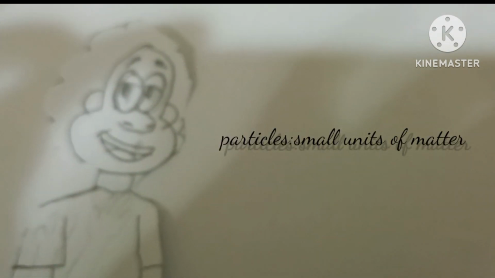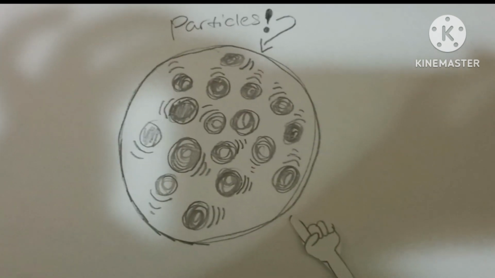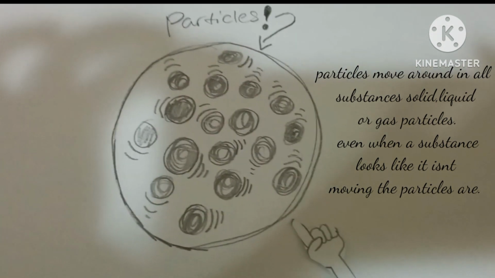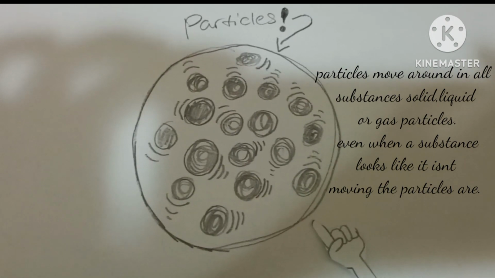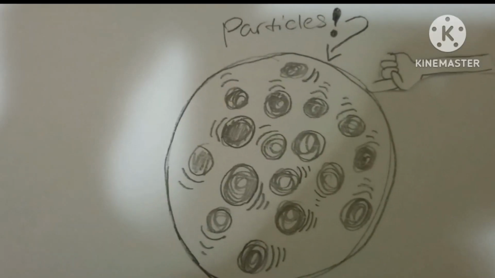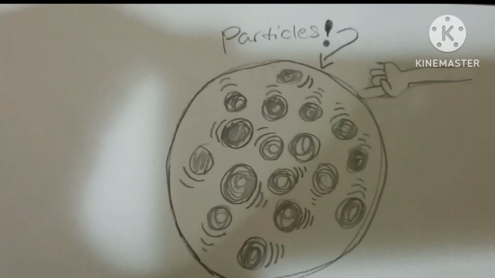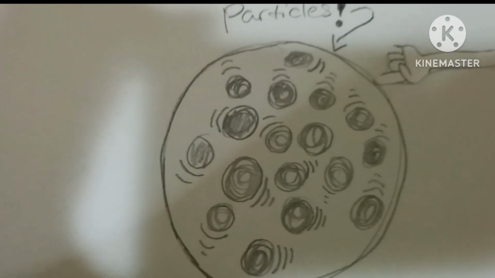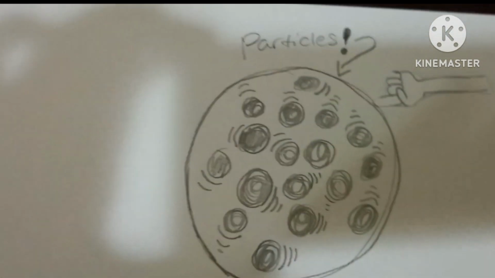Particles are a small unit of matter, aka these things. These are particles, and these particles move around in any substance. For example, a glass of water. These particles will continue to move even if the water looks still. These particles often collide and bump into each other in a way called random motion. Random motion is random movements in all directions at different speeds.